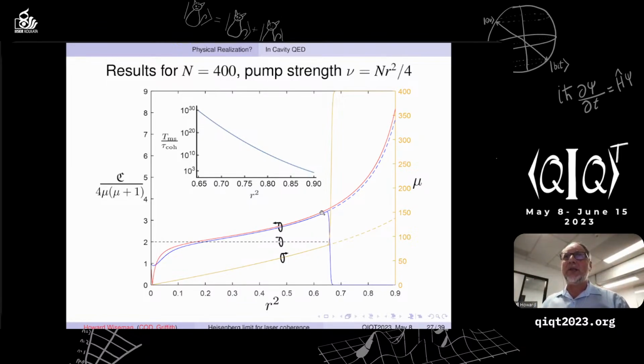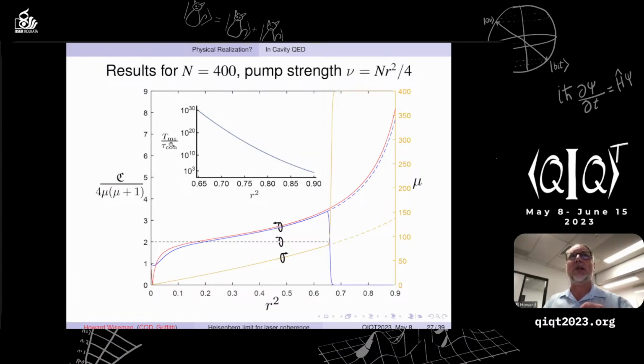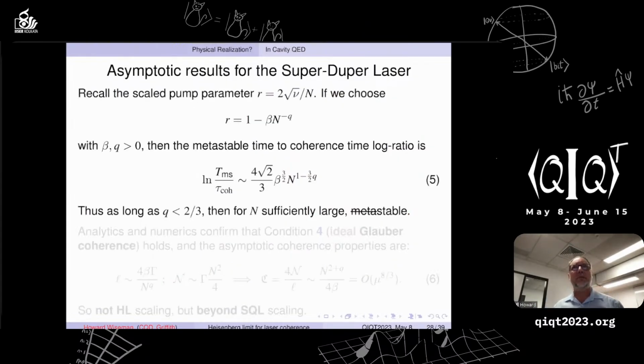But actually the relevant thing is the metastable state, if the metastable time is long enough. And you see that as R squared goes up, the coherence just keeps going up and up and up. And as long as it stays in the metastable state for enough time, that is going to be a relevant number to be calculating. Okay, so we actually did this analytically in the asymptotic limit.